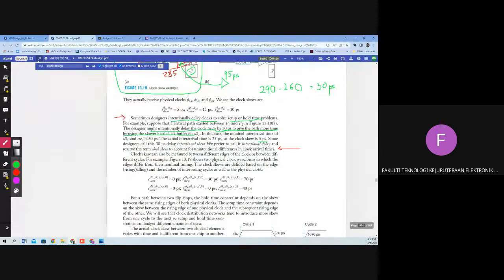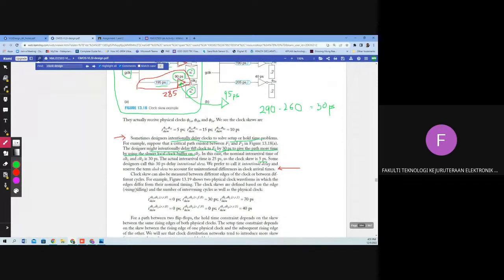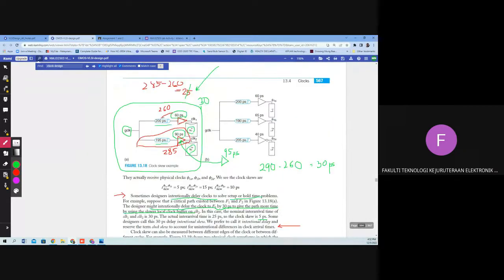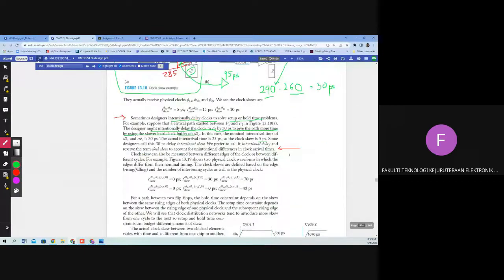That gives us the longest path. Remember, the critical path is the longest path in the combinational logic. It means that here will give you the longest path compared to the first one, because this gives you 290 compared to 260 here. So this is the critical path, which we label as CP. And then the additional 5 just now we call a clock skew.